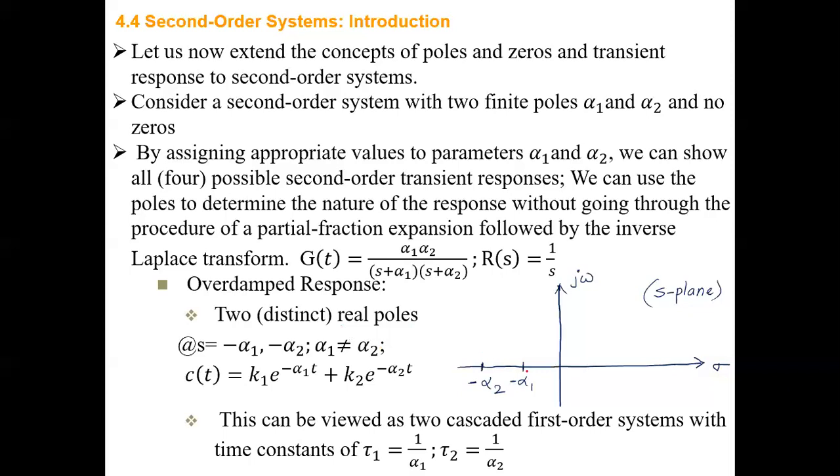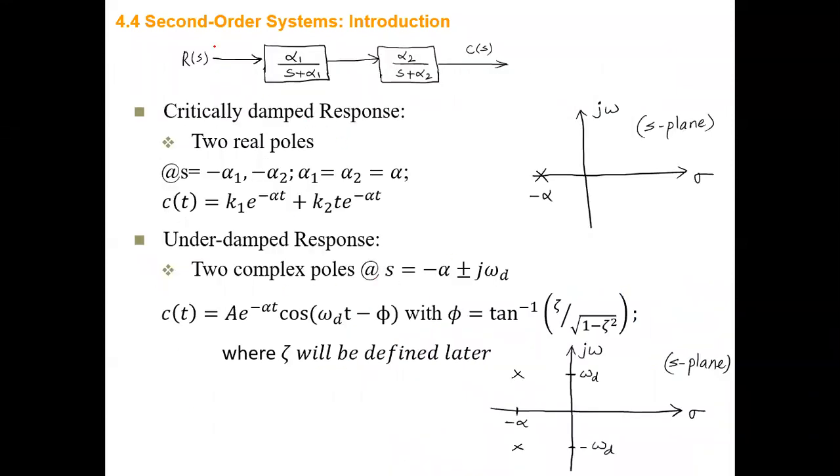In this case, this is my alpha 1, this is my alpha 2, and this is the S-plane, meaning sigma and j omega. When you have two unequal real poles, you can view the system as two cascaded first order systems with time constants of this and that. This is what I meant. This is one first order system, and this is the next first order system. You can cascade them like this, and it behaves that way.